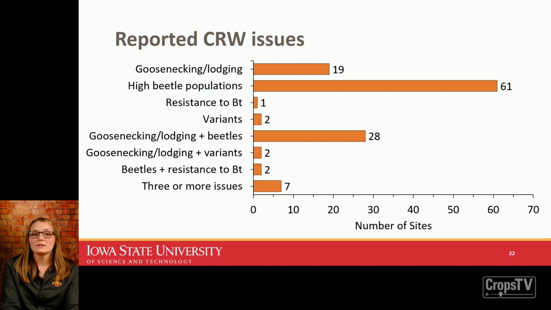There were 7 sites that reported having 3 or more issues, but very few people reported that they suspected resistance to either Bt or crop rotation in their field.